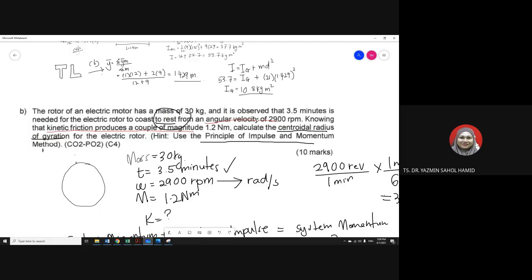So angular velocity apa simbol dia? Omega. So omega dia adalah 2900 rpm. Knowing that kinetic friction produce a couple of magnitude 1.2 Newton meter, so dia kinetic friction. So bila kinetic friction ni, dia moment ni or dia punya direction opposite from the direction of the motor lah. Calculate the centroidal radius of gyration. So untuk soalan ni, dia nak apa? Dia nak k. Dia nak radius of gyration. Dia suruh you calculate k.